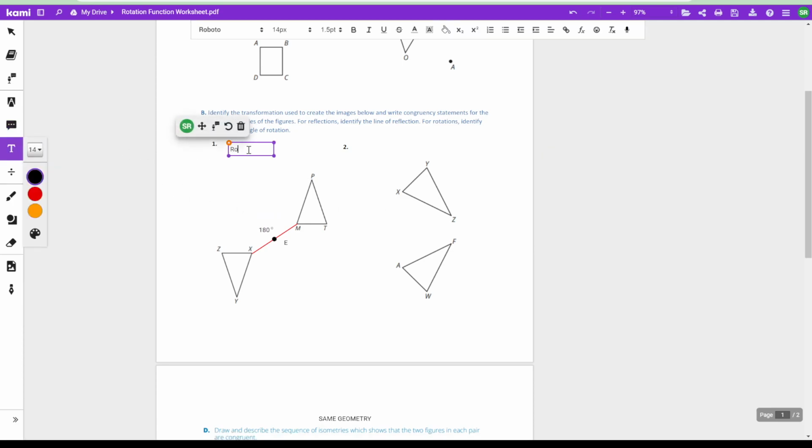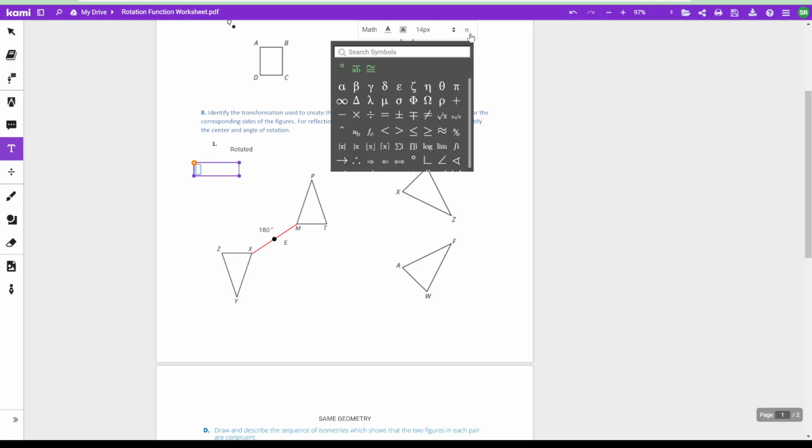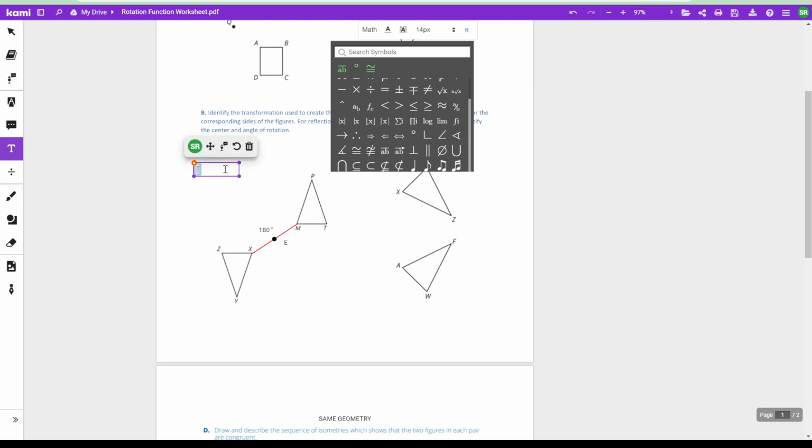So here we'll put that this shape was rotated. And now we have our center of rotation. We have our angle of rotation. And the last thing that the question wants us to do is to write congruency statements. So in order to do that, we need to think about which sides are the rotations of their original selves, right?